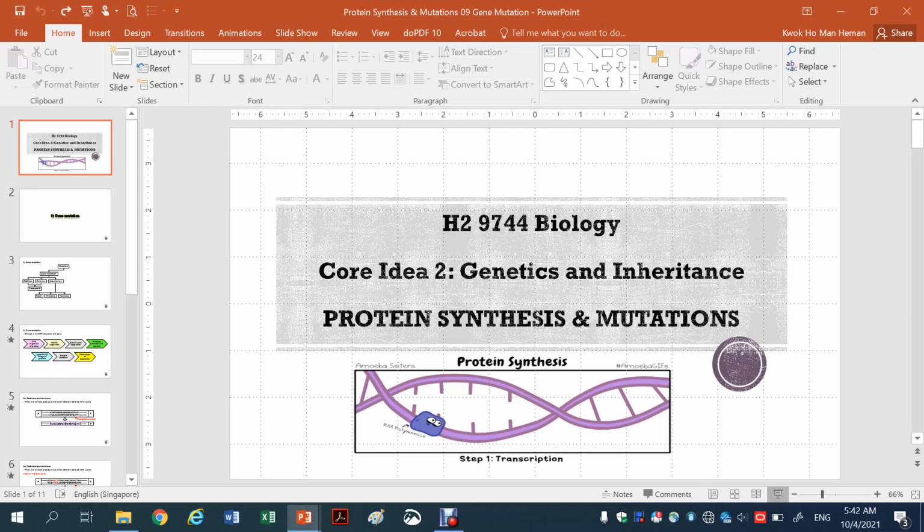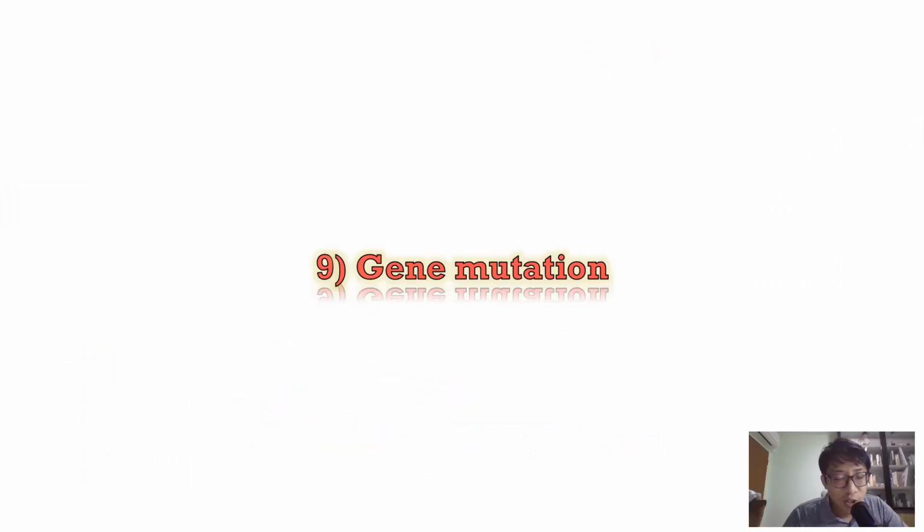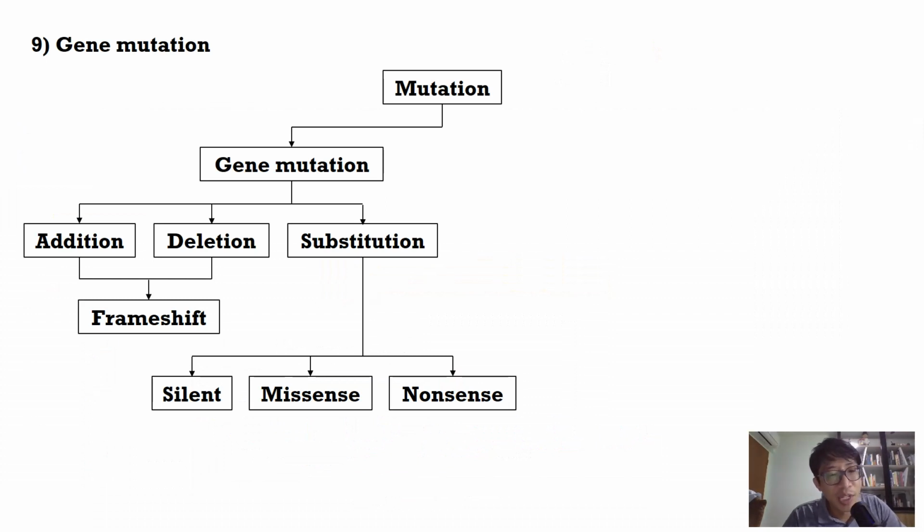Alright, we will look at mutation now. So you look at gene mutation, right? There are three types: addition, deletion, which may result in frame shift, and substitution, which may result in silent, missense, or nonsense mutation. Alright, so the mechanism of the change in the gene is through either addition, deletion, and substitution. The result of the change is a frame shift, or silent, missense, and nonsense.